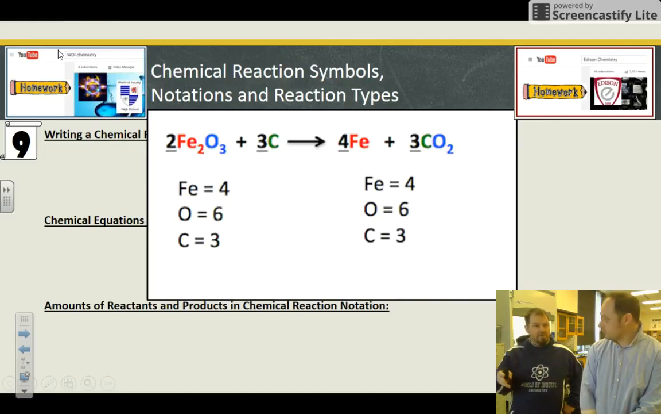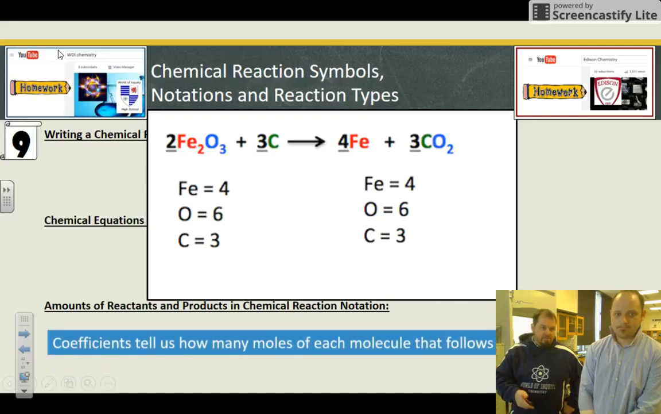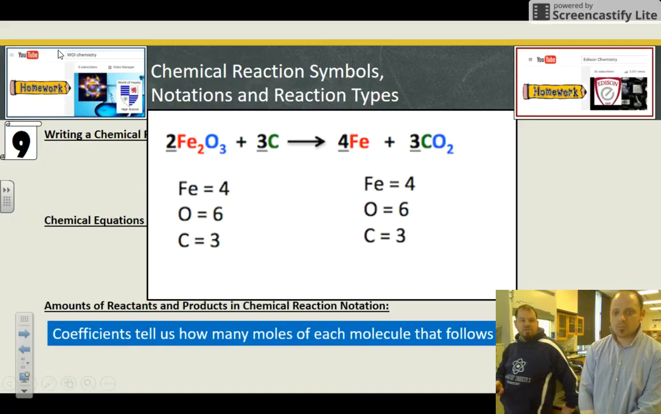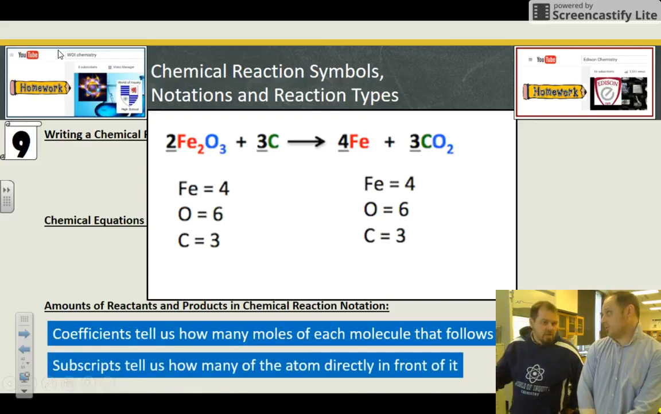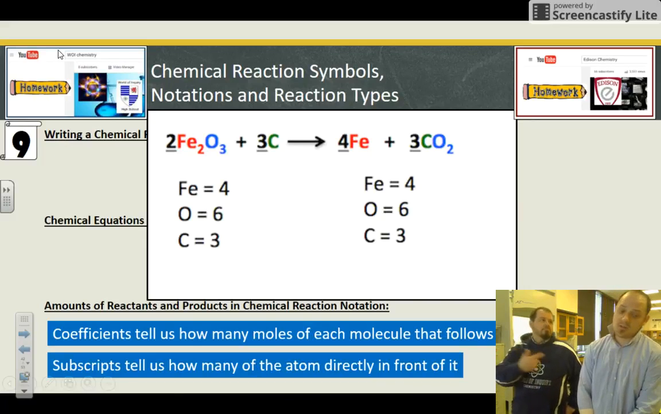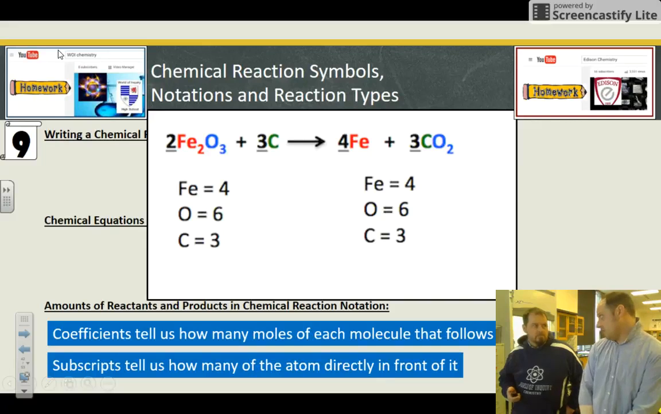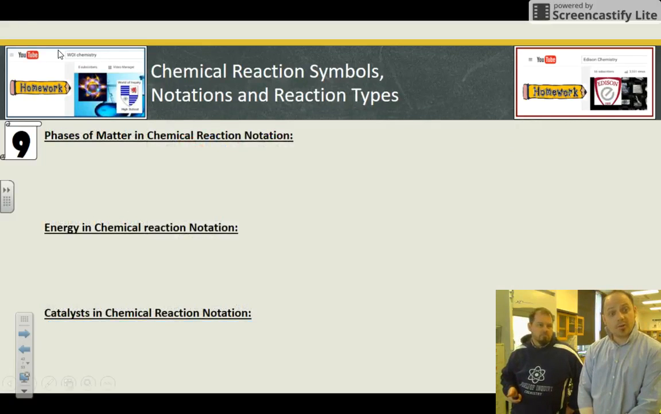So I can follow the picture along. When I distribute, it's actually 4 irons and 6 oxygens. Atoms, not molecules. So the coefficients tell us how many moles of each molecule follows. Absolutely. The subscripts, though, tell us how many atoms of each type are directly in front of it. That should kind of be reviewed. So let's move on to the next little piece that we've got to do.